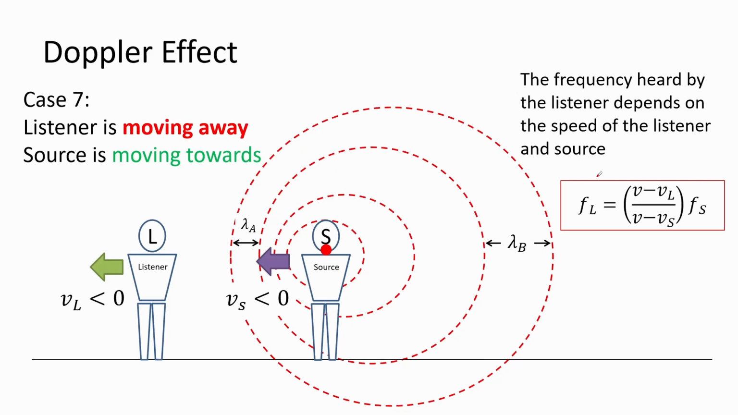Here we have a scenario where the listener is moving away from the source and the source is moving towards the listener. The formulation for the frequency heard by the listener is given as the ratio of the speed of sound in air minus the speed of the listener over the speed of sound in air minus the speed of the source, times the frequency of the source. Here the frequency heard by the listener depends on the relative speed of the listener and source.